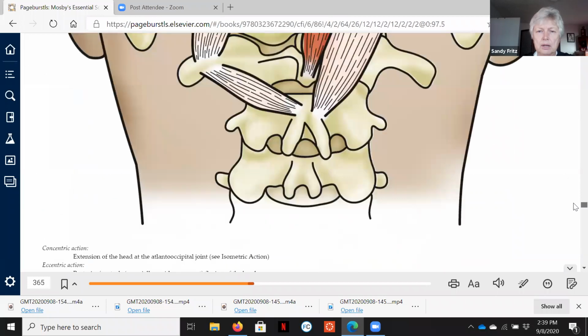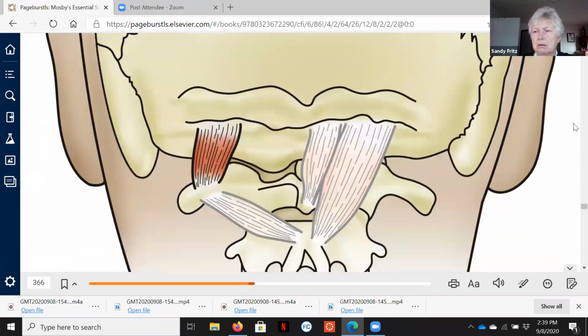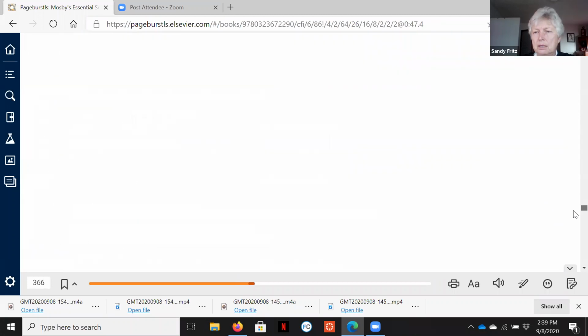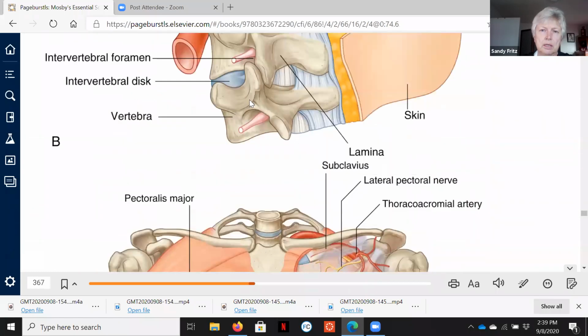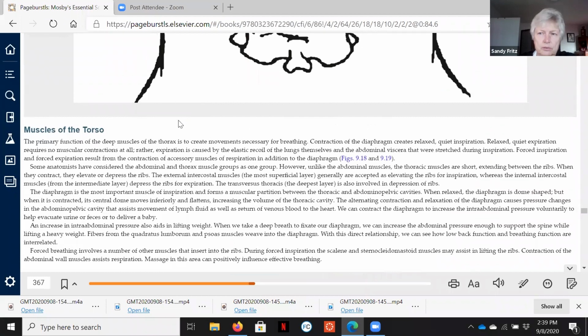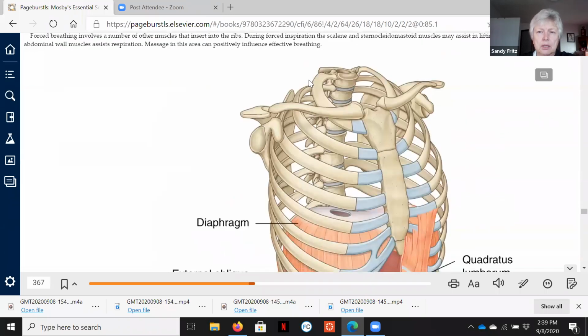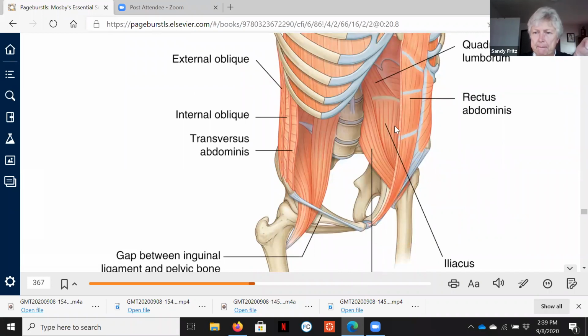The other thing I want to point out to you, once we get to where we're going to be, is, okay, so here we go. All right. So we're looking at the muscles of the torso here. So here's the general overview. Here is your consolidated atlas type diagram.